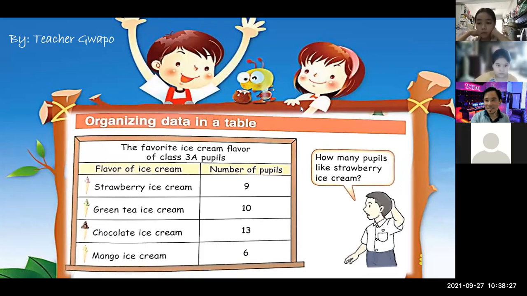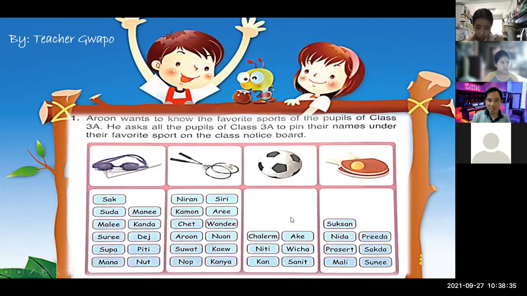How many students? 6. Okay, 6 pupils or students like mango ice cream. Now here, you can see this one on page 202 in your book. Page 202.